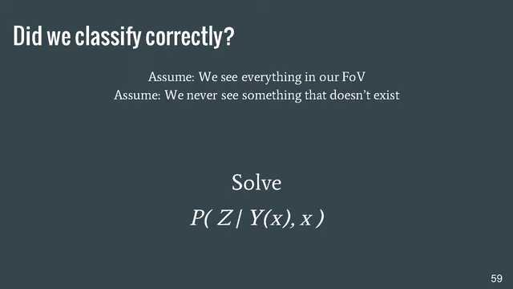For our first assumption, we're going to assume that we see everything inside of our field of view. So that means we're not going to have any missed detections, and we're going to assume that we never see something that doesn't exist. So we have no false detections. Everything that's in the scene, we see successfully. If it's not in the scene, we don't see it.